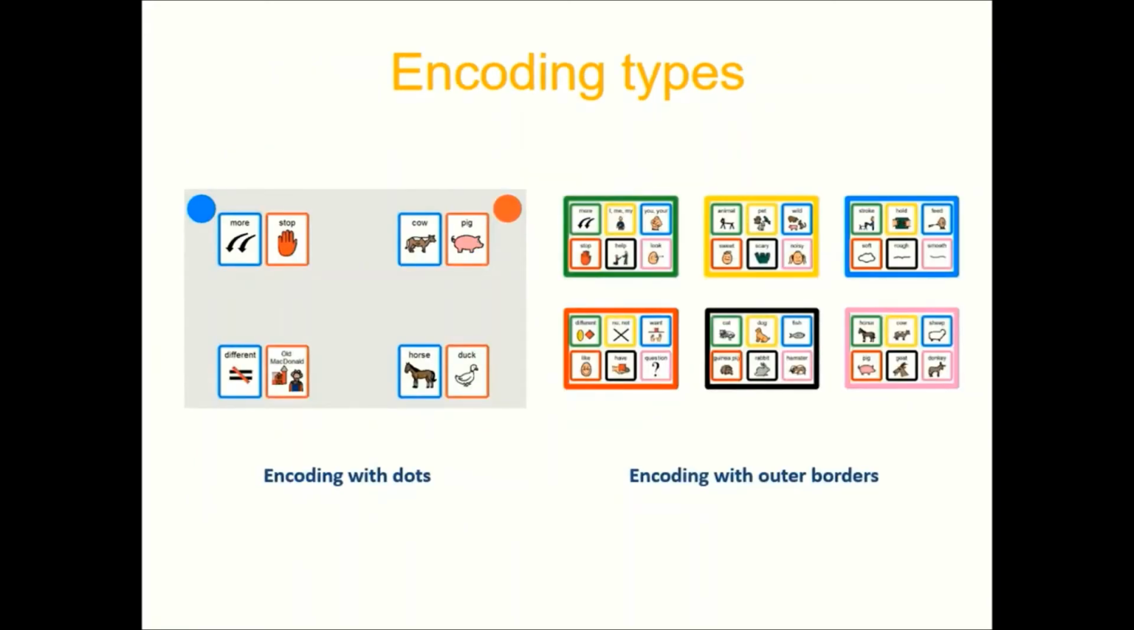There are different types of encoding. That was just one example that I gave you with encoding with dots, but you can encode with outer borders as well. There's all different ways to do it, and it's just about what works for your client and their cognitive load.